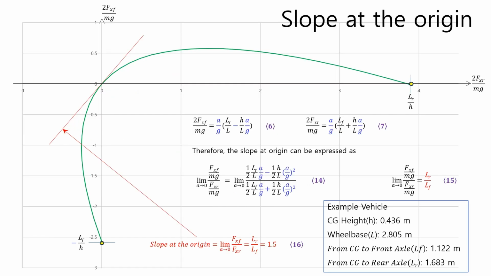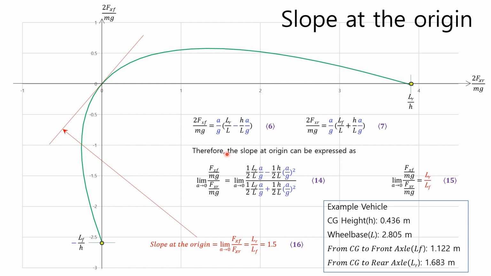Let's take a closer look at the overall overview we've looked at so far. First, let's calculate the slope at the origin. The slope at the origin can be obtained from equations 6 and 7, which were explained in part 2 of the previous video, E0008A optimum braking and driving force distribution curve.